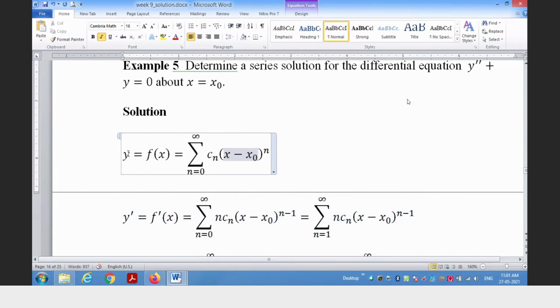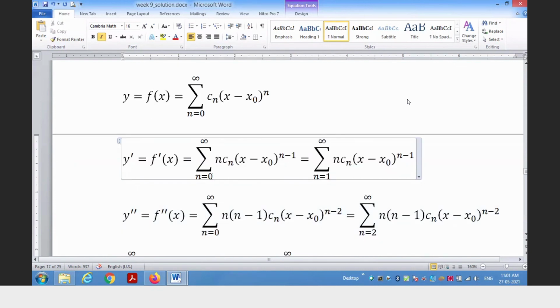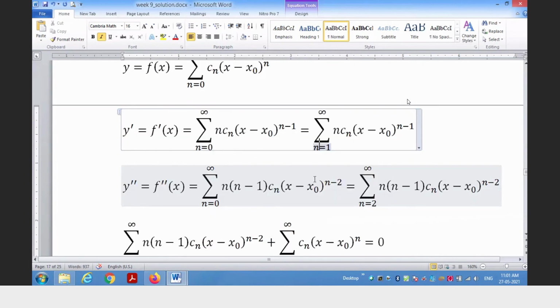We differentiate y, we have y prime. So we bring n down, we have n times Cn, then x minus x naught reduced by 1. And now the index changes. When you replace n with 0, we have 0 here. That's why I start with 1. So you start n equal to 1.